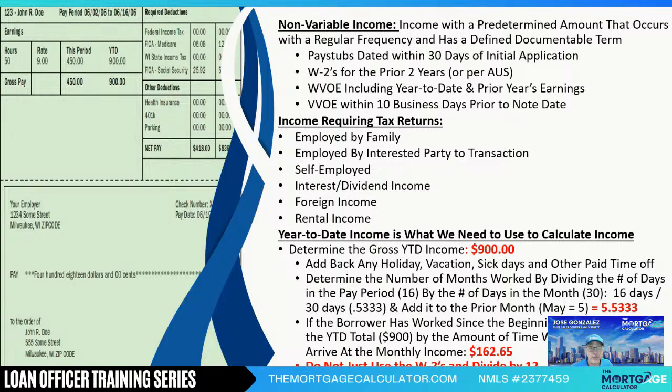So then you get the year-to-date income, since our borrower has been working since the beginning of the year. So our year-to-date income is $900, and we divide that by 5.5333, and we arrive at our monthly income of $162.65. So that would be our calculation for the actual year-to-date income through 6/16, in this case, let's say 2024.